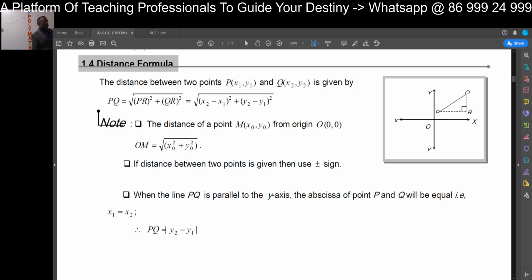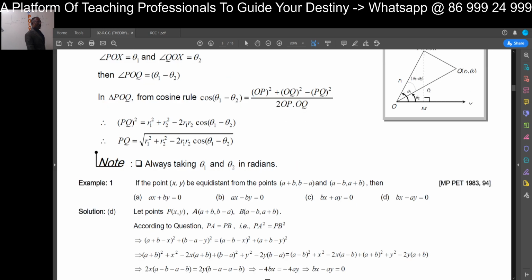Further, let us check it out. This is nothing but the cosine rule. The cosine rule you will get in properties of triangles. The same is given here in the polar form: r1 square plus r2 square minus 2 r1 r2 cos of theta 1 minus theta 2.